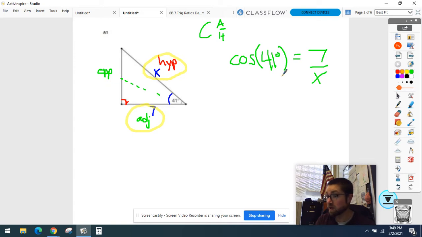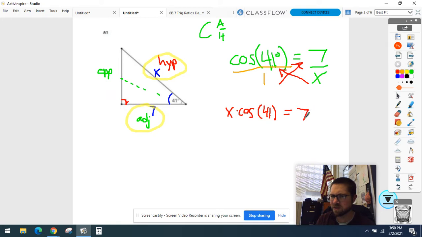And then because now I've got this equation, I want to solve it, I'm going to change this into a fraction by putting it over 1, and then I'll cross multiply to solve. So x times cosine of 41 doesn't really do anything. And frankly, neither does 1 times 7. 1 times 7 is still 7. Then to get x by itself, we need to divide both sides by cosine of 41.